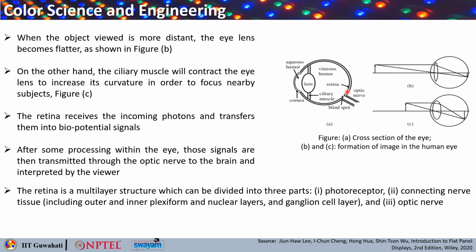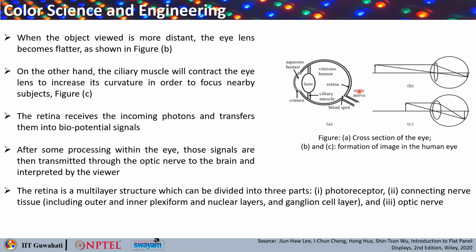If you carefully see, the retina is a multi-layer structure that can be subdivided into three parts. One is the photoreceptor, then you have connecting nerve tissues that include the outer and inner plexiform and nuclear layers and ganglion cell layers, and it also has the optic nerve.